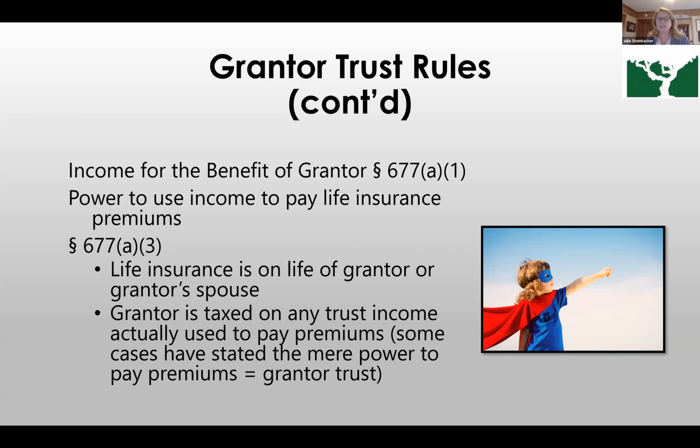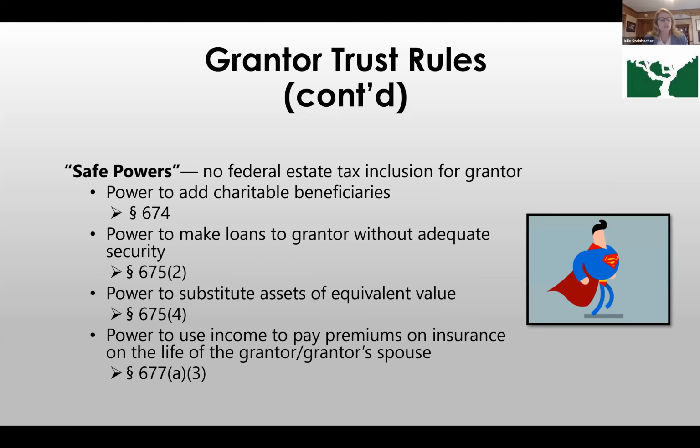677 is another one. This is just the power to use income to pay life insurance premiums. This is going to bring it back into somebody's estate. It's going to make it a grantor trust and make it taxable within their estate.